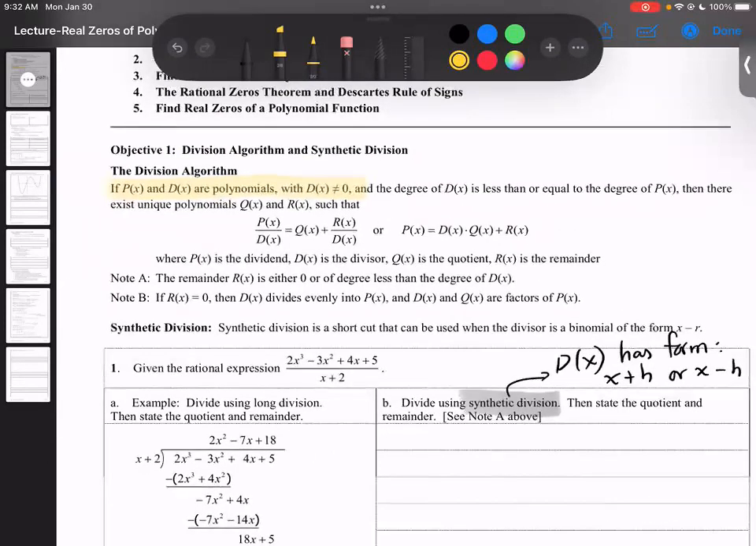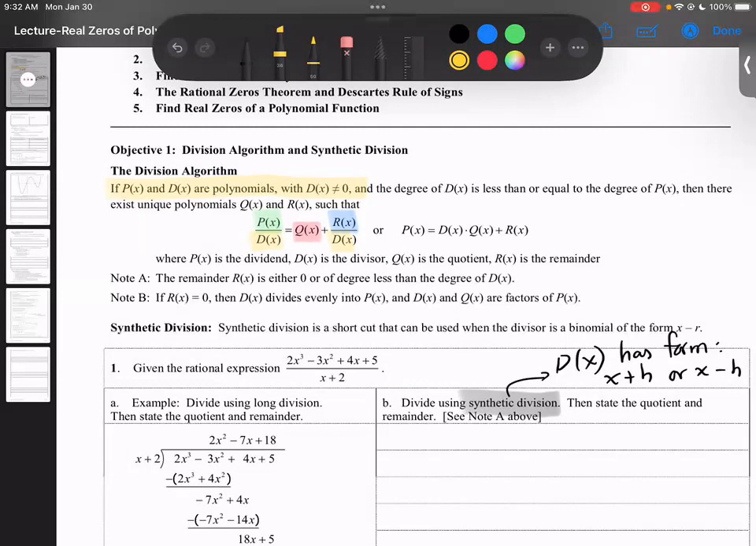If I have p of x on the top, that's my numerator polynomial, divided by d of x, usually it's going to be a linear divisor. Then my answer, I'm going to have a quotient, denoted q of x, plus r of x, which is your remainder, divided by d of x. Do you guys remember this from 661 at least?